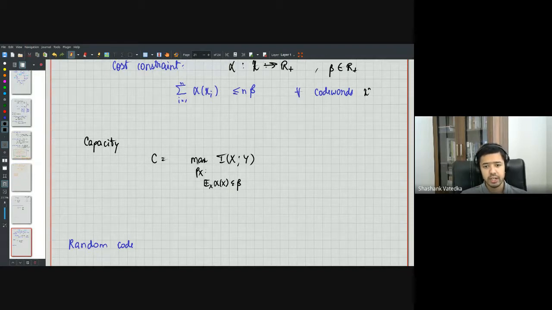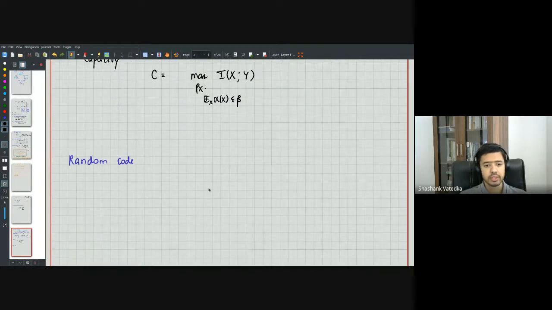And in fact, handling this additional cost constraint, we'll see turns out to be not very complicated at all. It's just one extra step that is required when compared to the standard proof of the normal channel coding theorem. All right. So the technique that we will use to prove this particular statement is using random codes.